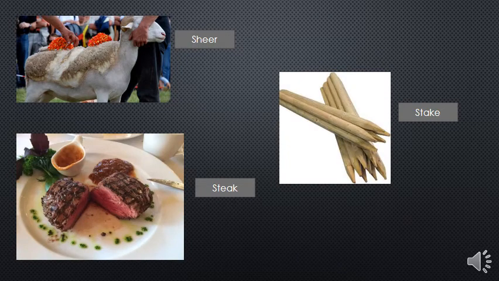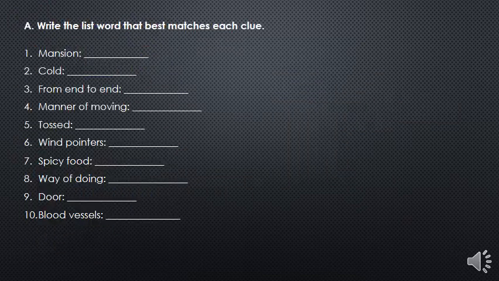Shear means, for example, if I said we are going to shear the sheep's wool today, so we're going to remove its wool. And the second sheer means a kind of textile which is very soft, okay? And it's a see-through textile. Steak, the first one means the meat, the steak that you eat. And the second stake means a certain stick or wooden thing used for a certain reason.